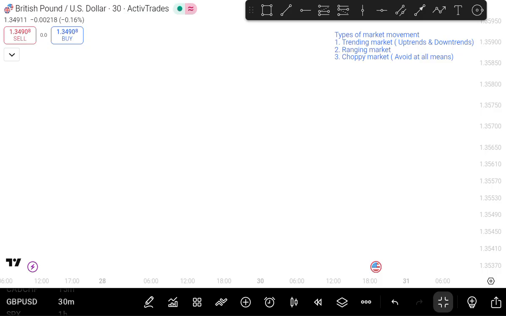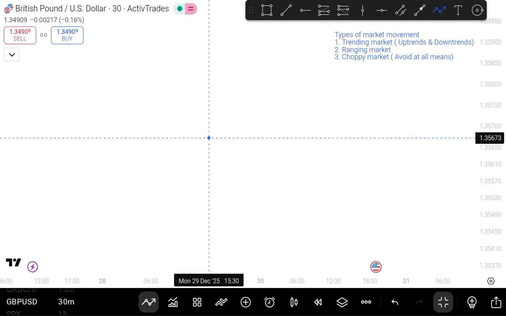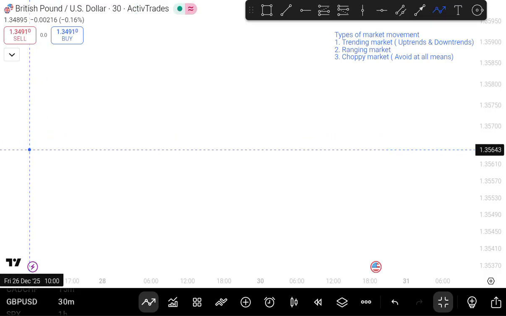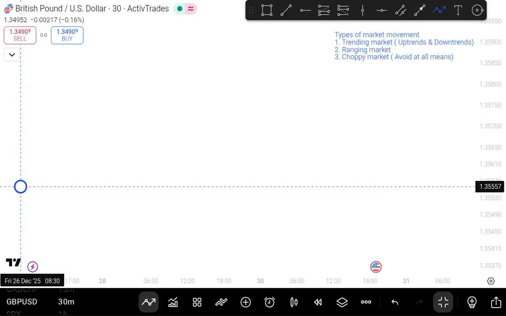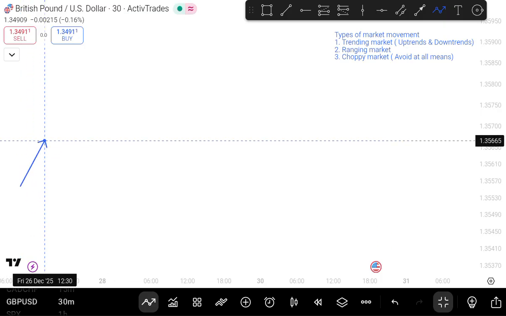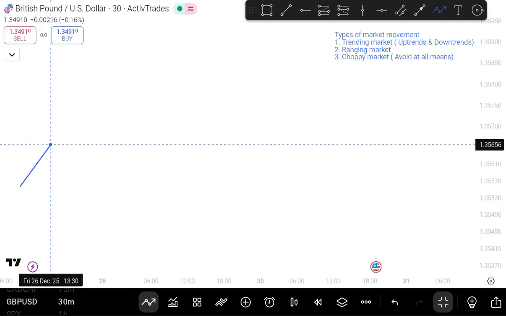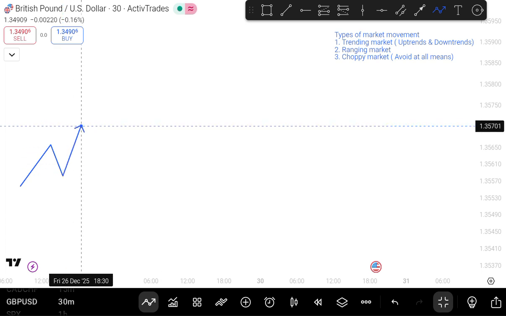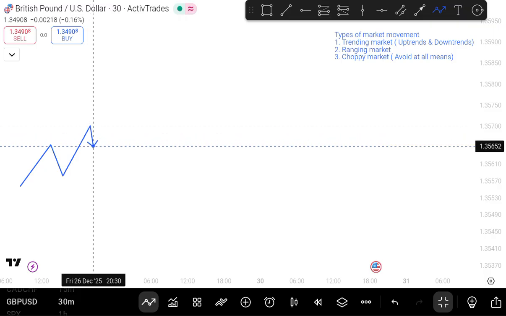Now let's talk about the types of market. Number one is the trending market. We have two types of trending market. We have number one, the uptrend. You can see the uptrend. The market will go up, come down a bit. This is what we call retracement. Then go to the actual direction. This is correction. Then move, come down again.